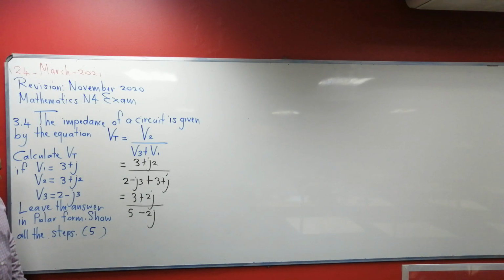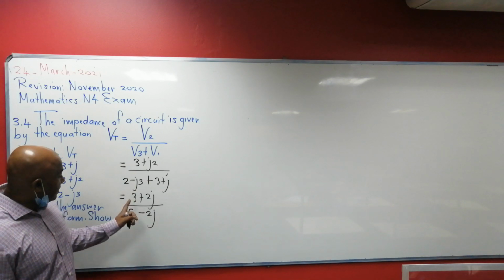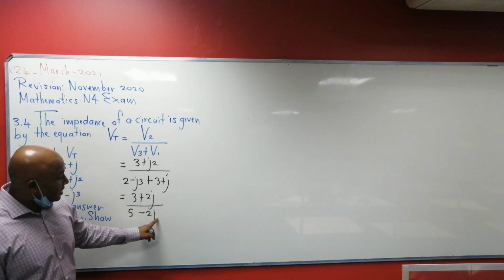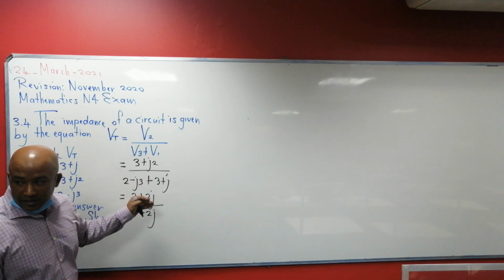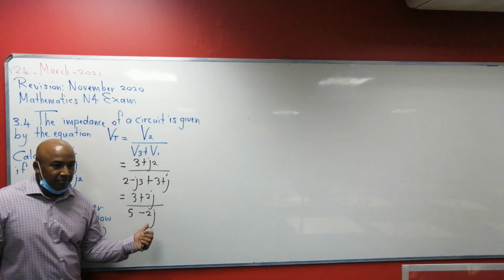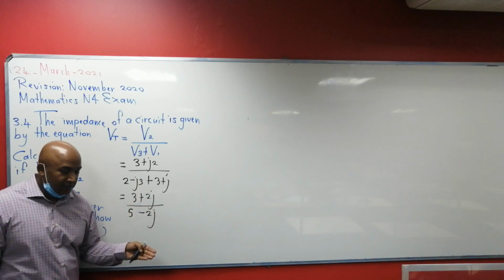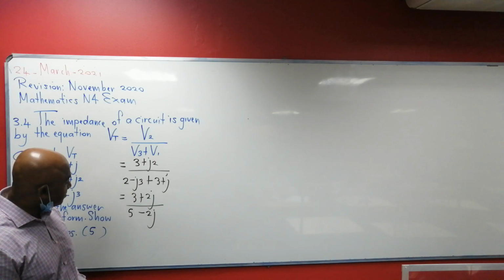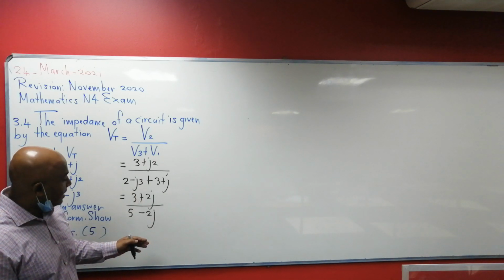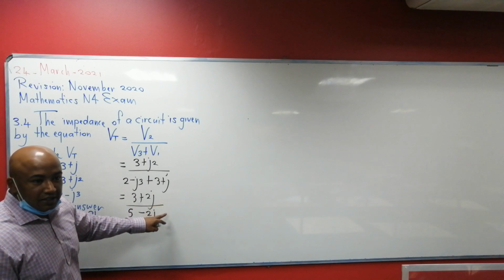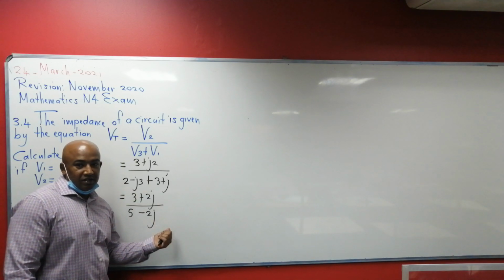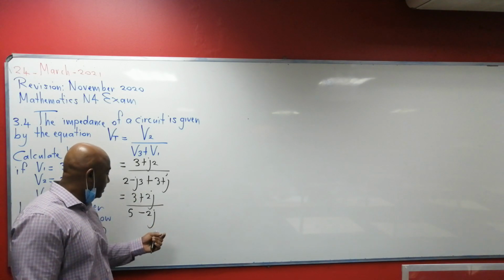Alright, so now we add it up. We need to leave our answer in polar form. We need to simplify this here. So now this is 3 plus 2J divided by 5 minus 2J. So this is division in rectangular form. Okay, we need to divide. So how do we divide in a rectangular form? We multiply the numerator and the denominator by the conjugate of the denominator. Right, so remember, conjugate of the denominator.